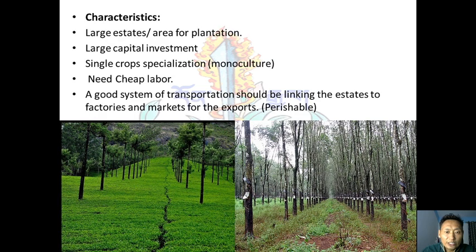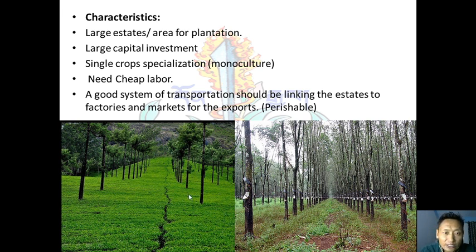So the following are the characteristics. Large estate or area for the plantation. In order to practice plantation agriculture, they need a large agricultural land, a large estate. This type of agriculture is also very capital intensive. We have to spend a huge amount of money in order to start such type of agriculture.